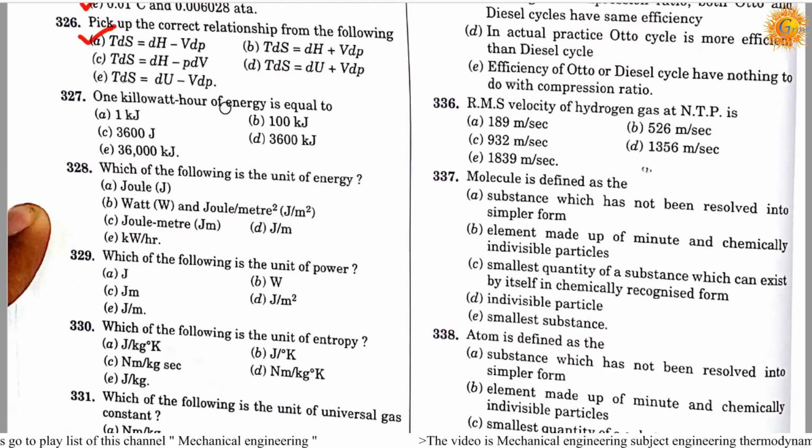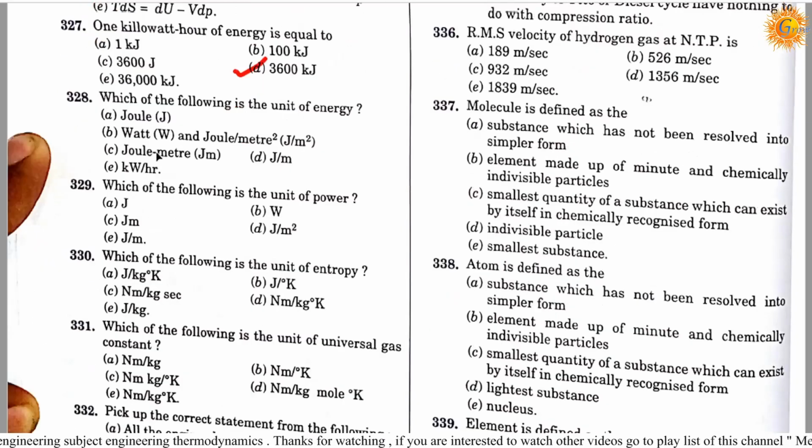1 kilowatt hour of energy is equal to: option A, 1 kilojoule; option B, 100 kilojoule; option C, 3600 joule; option D, 3600 kilojoule; option E, 36,000 kilojoule. So the correct answer is D. It will be 3600 kilojoule.